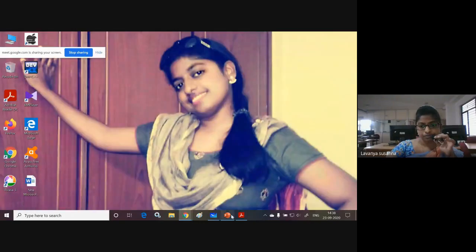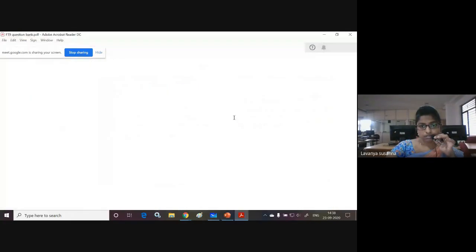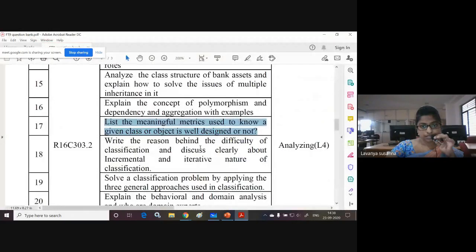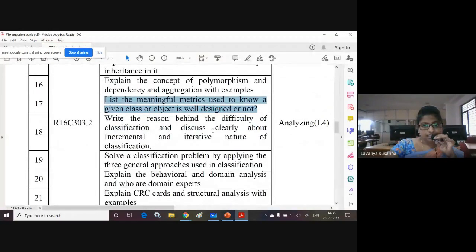Let us see next. Okay, this question is completed. Next question: write the reason behind the difficulty of classification and discuss clearly the incremental and iterative nature of classification. Again, see here, you need to write what is the reason behind the difficulty of classification, why classification is very difficult, and you need to explain the incremental and iterative nature of classification. Let us see it.